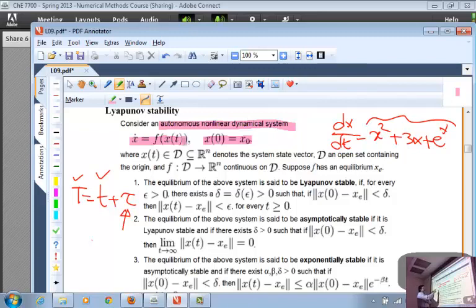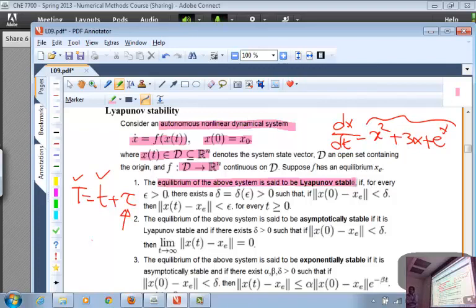Where x of t is in an n-dimensional space, so there are n equations. D is an open set containing the origin, and f is a mapping from D to R^n. The important point is the equilibrium of the above system is said to be Lyapunov stable. In fact, they named it after him.